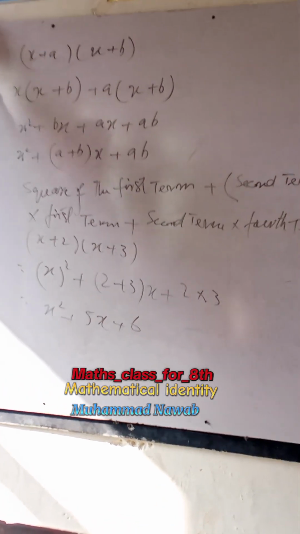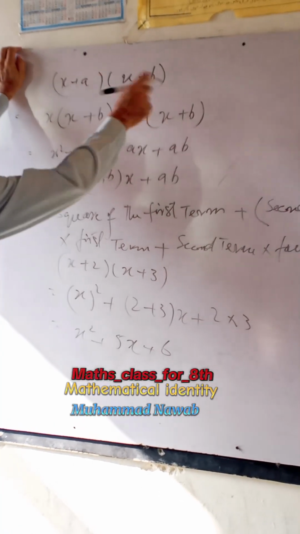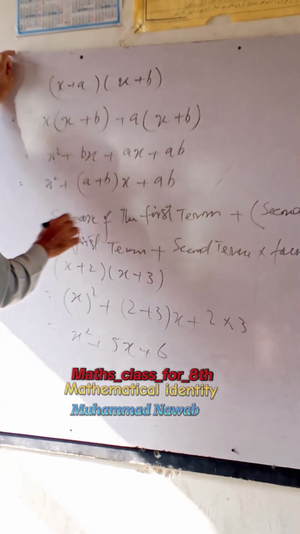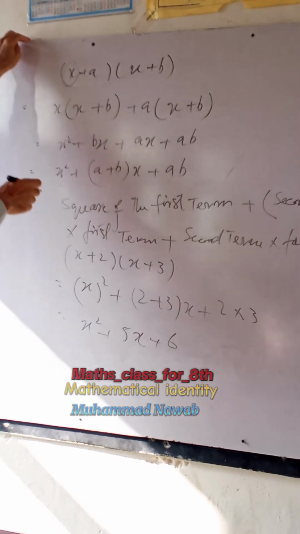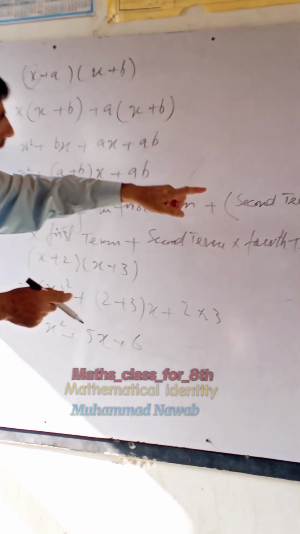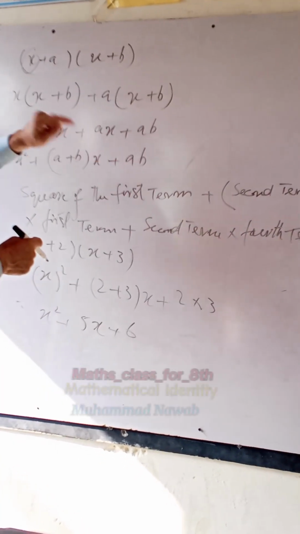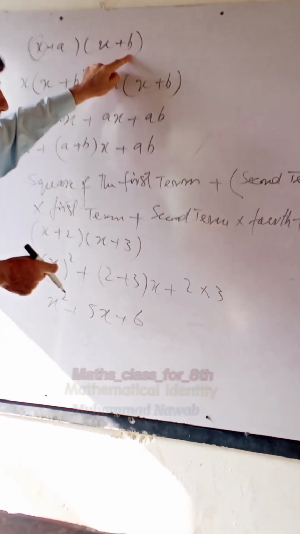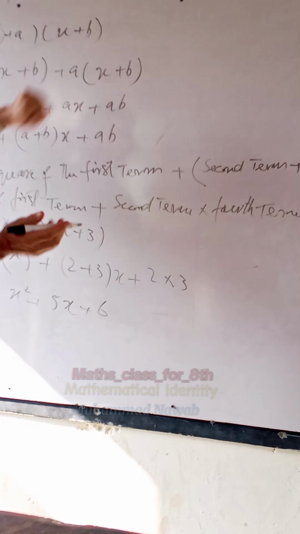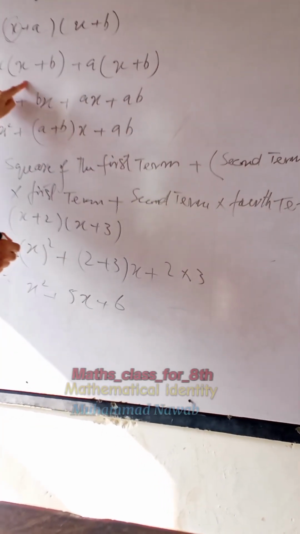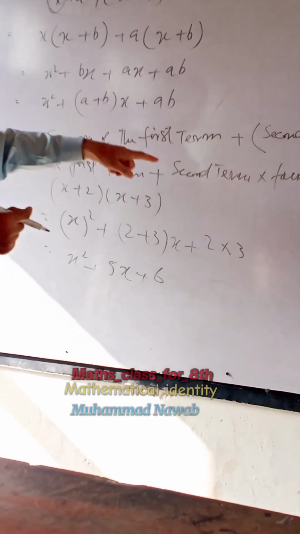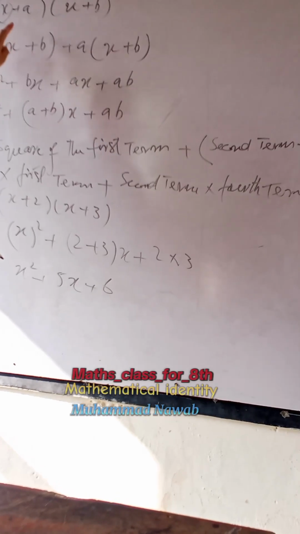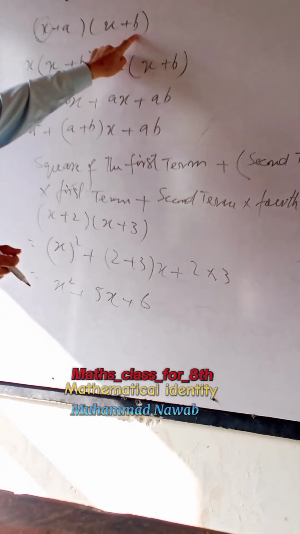So the fourth mathematical identity can be stated as square of the first term. This is the first term, so we will take the square of the first term and plus second term plus fourth term. The second term is a and the fourth term is b. So they will be added and then multiplied with the first term, x, and then plus second term multiplied by fourth term. The second term is a and the fourth term is b.